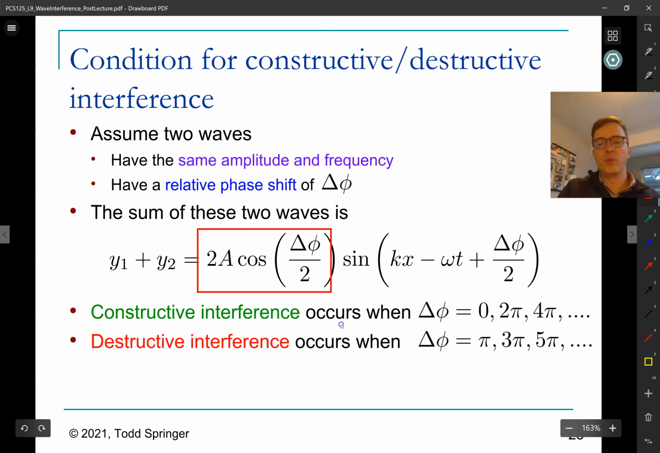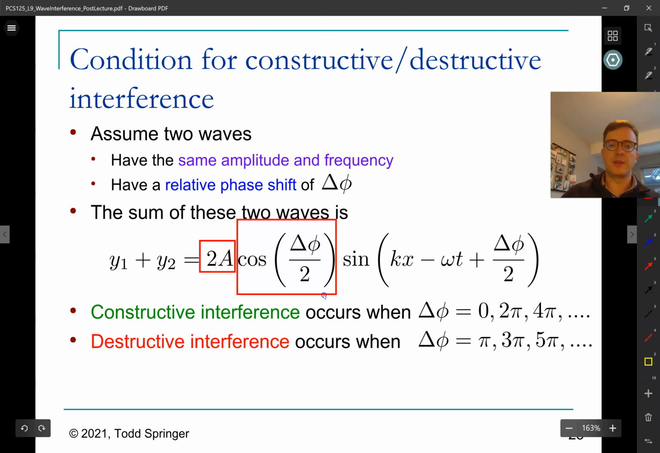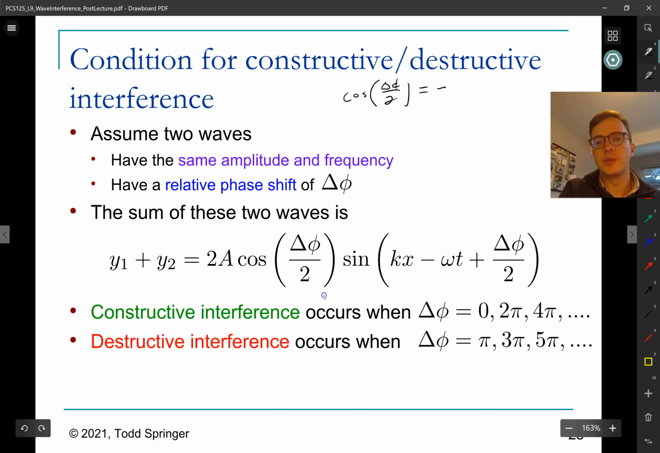Okay? So where is this new amplitude equal to 2a? In other words, if this cosine is equal to 1 or minus 1, then I've got constructive interference, right? Because that means that the original waves had amplitude A. If I ended up with another wave which had amplitude 2a, they completely added up. All right? So when does that happen? When is cosine of delta phi over 2 equal to plus or minus 1? This would be constructive interference.